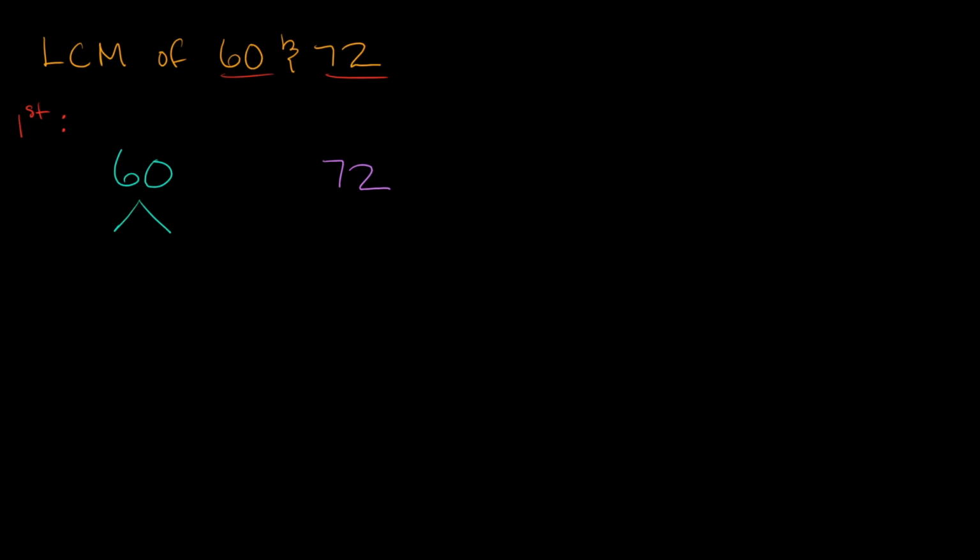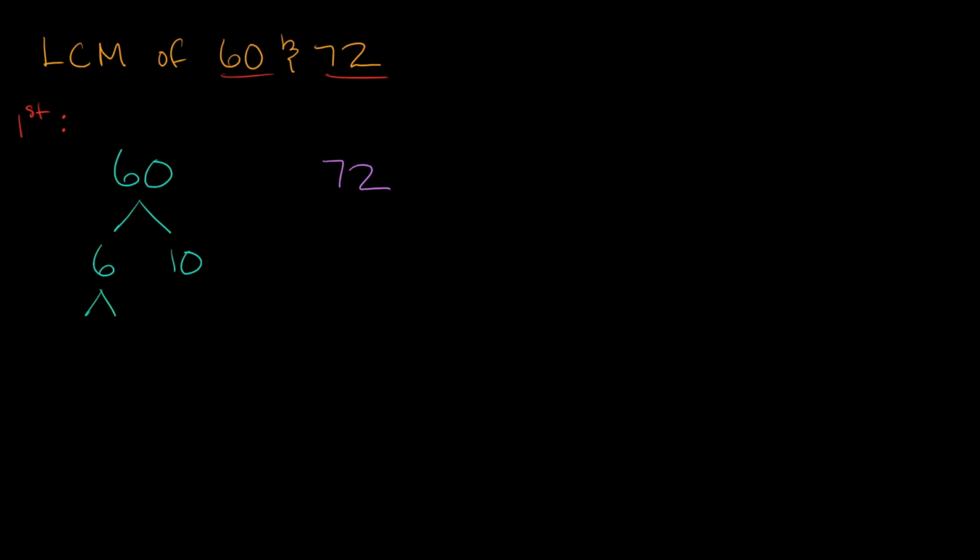Okay, now let's say you wanted to find the least common multiple of 60 and 72. Okay, again, what's our first step? Our first step is always going to be finding the prime factors of these two guys. So let's start with 60, and then we'll do 72. So 60, I can break this down into 6 and 10, right? Do I have any prime numbers? No, both of these are composite numbers, right? So I can break these down further.